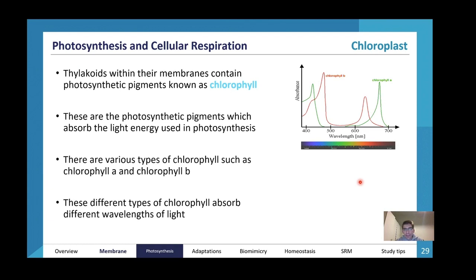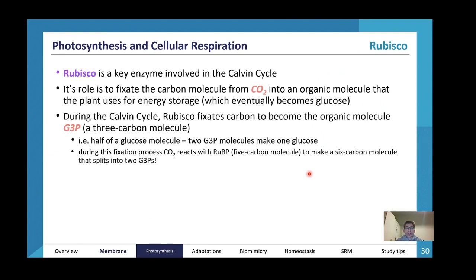But let's keep going. Thylakoids within their membranes contain photosynthetic pigments known as chlorophyll. These are the photosynthetic pigments which absorb the light energy used in photosynthesis. There are various types of chlorophyll, such as chlorophyll A and chlorophyll B, and these different types absorb different wavelengths of light. Some are good at absorbing green, some are good at absorbing red, and so on. Now, rubisco is a key enzyme involved in the Calvin cycle. The Calvin cycle is the process through which carbon is fixed in photosynthesis. Its role is to fixate a carbon molecule from carbon dioxide into an organic molecule that the plant uses for energy storage, which eventually becomes glucose.